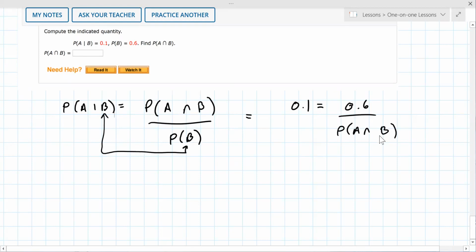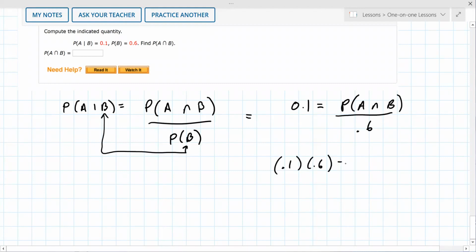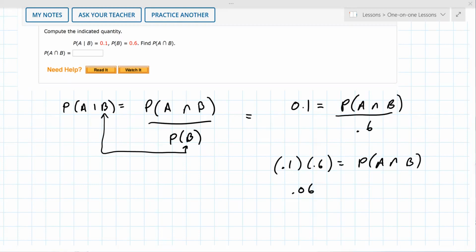So that changes what we're doing here. The probability of A and B is what you're trying to find over the probability of B, which is 0.6. You multiply both sides by 0.6, and you get 0.1 times 0.6 equals the probability of A intersect B, which is 0.06. And these will all be decimals. Probably not too well. There might be some fractions. I shouldn't make those blanket statements.